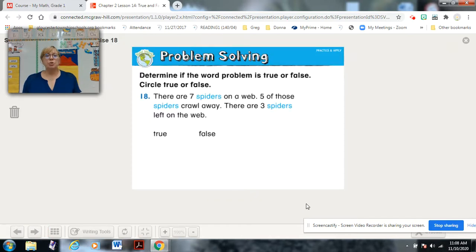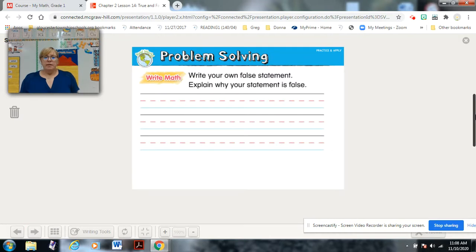Okay, here we go. Number 18, determine if the word problem is true or false. Circle true or false. There are 7 spiders on a web. I'm going to think of them like Charlotte and Charlotte's Web. 5 of those spiders crawl away from Mrs. Karras. There are 3 spiders left on the web. Pause and solve. The answer is false. That's correct. Good job.